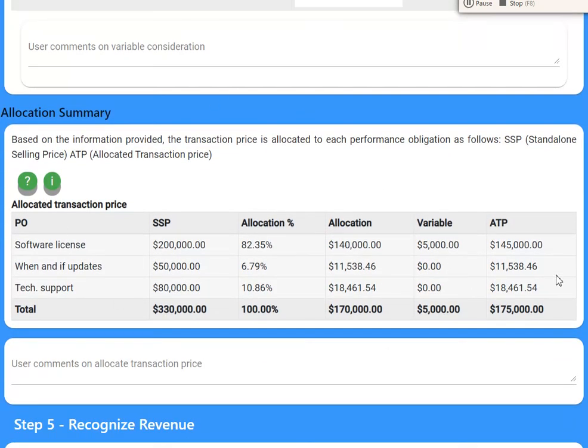What you're seeing now is a summary. So you see the standalone selling price on the left, the relative standalone selling price percentages, the allocation, and then you see the specific allocation of variable. And then the far right column shows you what the allocated transaction price is.